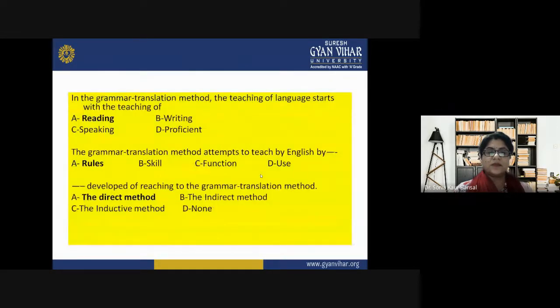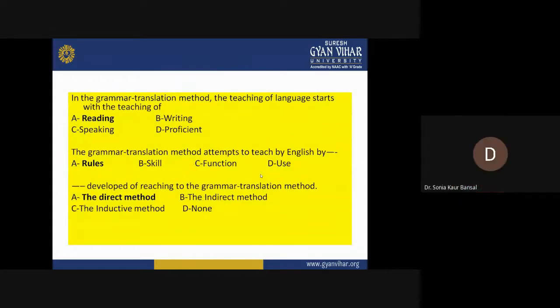In the grammar translation method, the teaching of language starts with the teaching of reading, writing, speaking, or proficiency? It's reading. The grammar translation method attempts to teach by English rules, skill, function, or use? It is rules. The method developed as a reaction to the grammar translation method is called the direct method, the indirect method, or the inductive method. So the correct answer is the direct method.